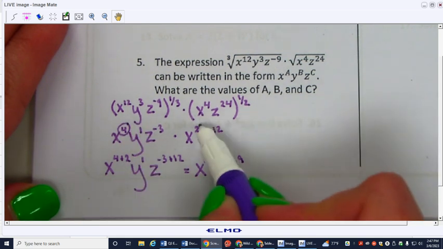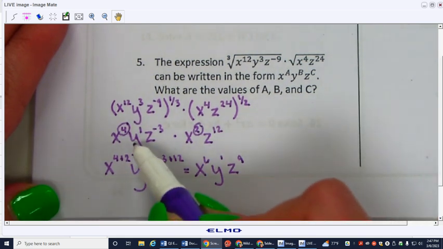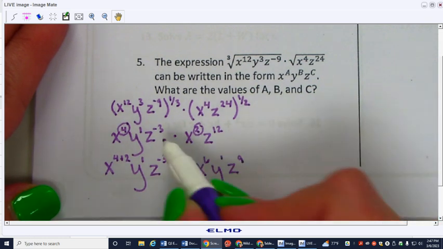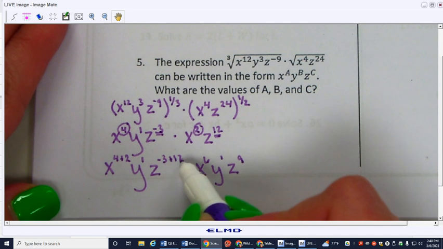4 plus 2. X to the 4th, x to the 2nd. 4 plus 2. I only have a y in the first one, so I keep the y. And then negative 3 and 12. Negative 3 plus 12.